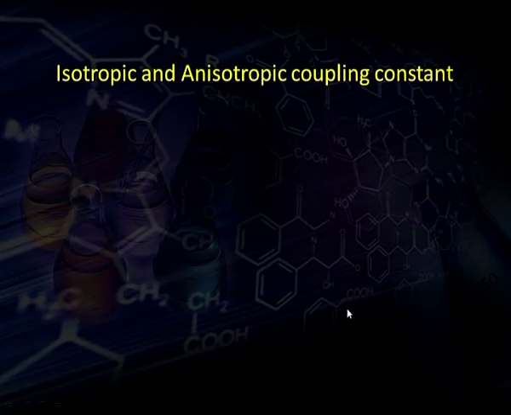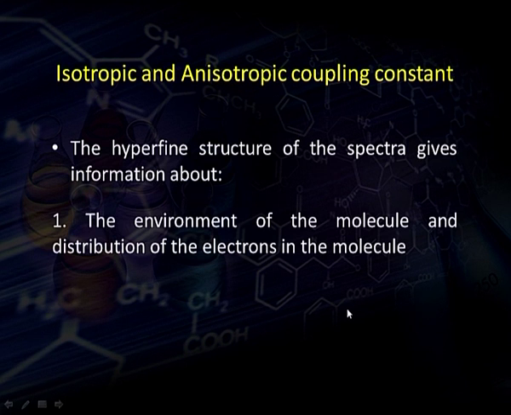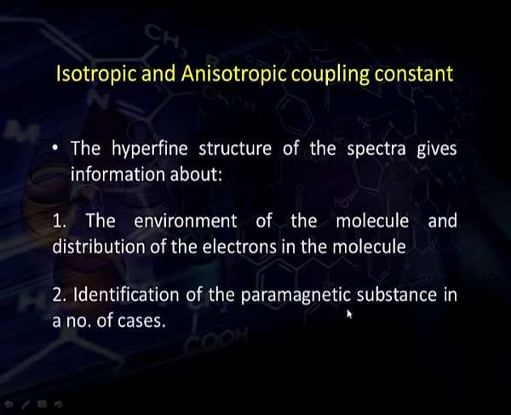The isotropic and anisotropic coupling constant. The hyperfine structure of a spectrum gives information about the environment of the molecule and the distribution of the electrons in the molecule. And the second information which we get from the hyperfine structure is the identification of the paramagnetic substances. So, these two pieces of information are obtained from the hyperfine structure.